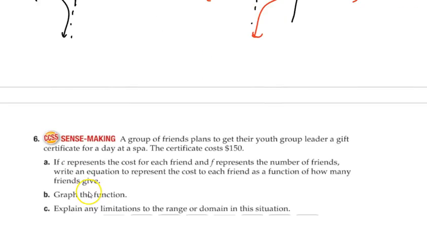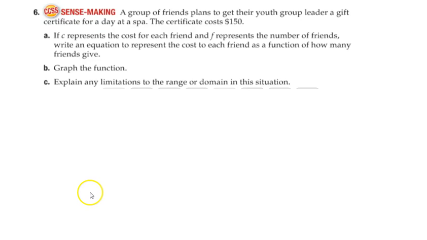Okay, let's do one last application problem. Last thing we're doing in this video. A group of friends plans to get their youth group leader a gift certificate for a day at a spa. The certificate costs $150. If C represents the cost of each friend and F represents the total number of friends, write the equation to represent the cost of each friend.